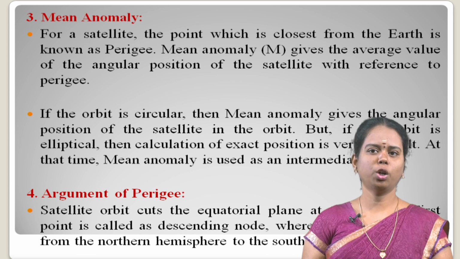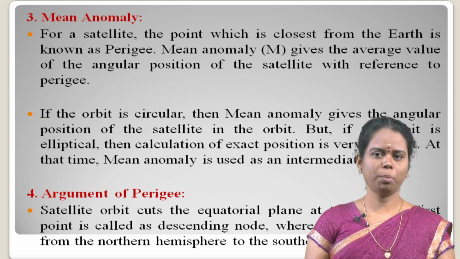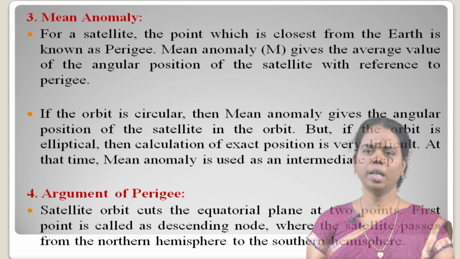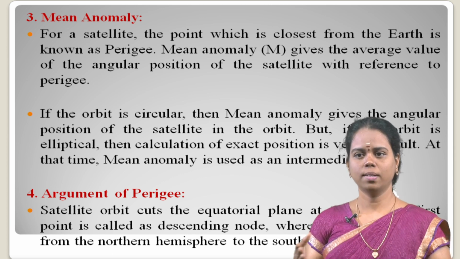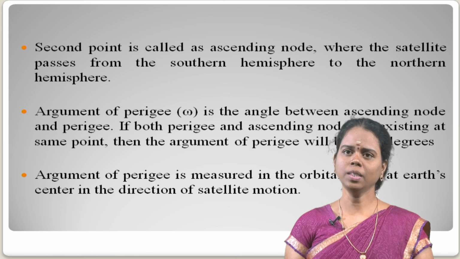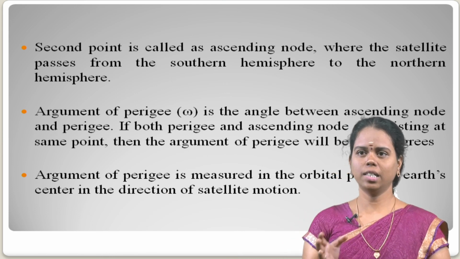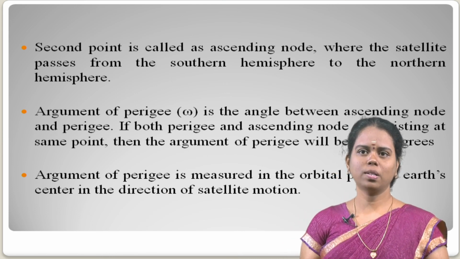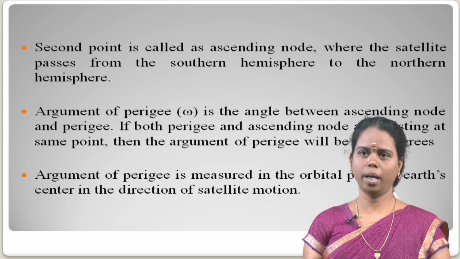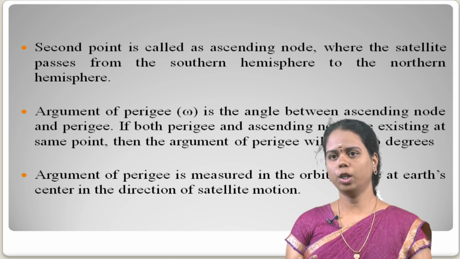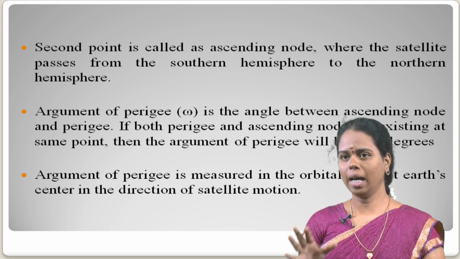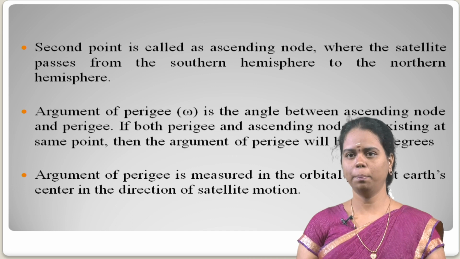Second, argument of the perigee. The satellite orbit cuts the equatorial plane at 2 points. The first point is called the descending node, where the satellite passes from the northern hemisphere to the southern hemisphere. The second point is called the ascending node, where the satellite passes from the southern hemisphere to the northern hemisphere. Argument of the perigee is denoted by omega and is the angle between the ascending node and the perigee.